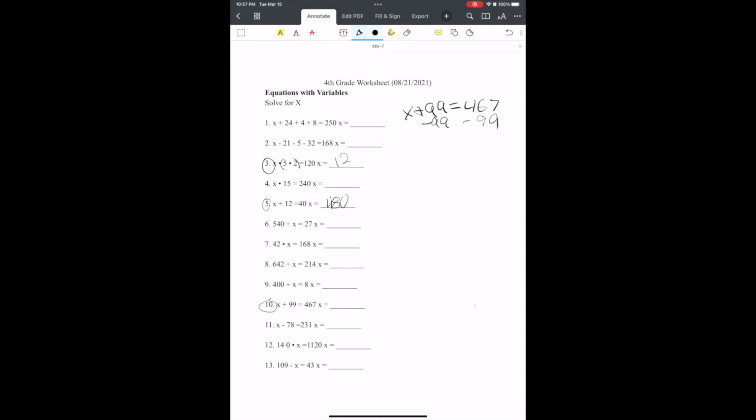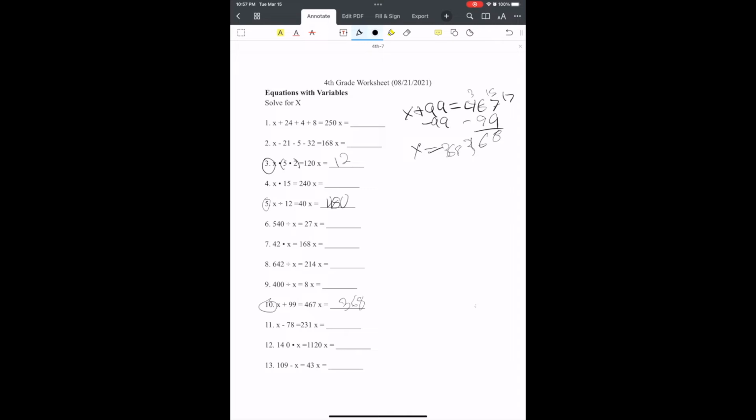And once you subtract 99 from both sides, you should get x is equal to, you gotta do quick math over here. And then once you're done, you should get 368. So the answer is x is equal to 368.